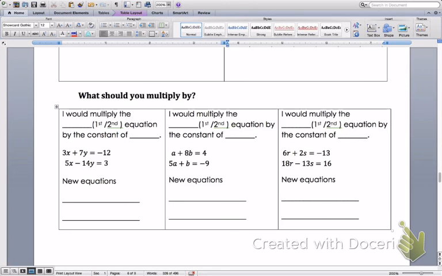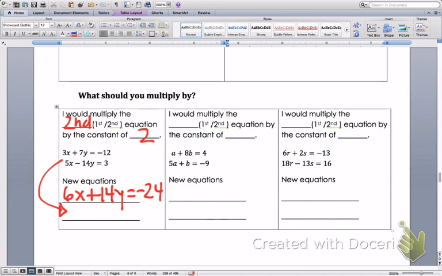So again, let's go ahead and look at these now, since you've already tried them. In this case, which equation would you multiply, the first one or the second one? I would multiply the second equation. And I would multiply it by the constant, the number 2. So the equation would become 6x plus 14y equals negative 24. The second one would be exactly the same.